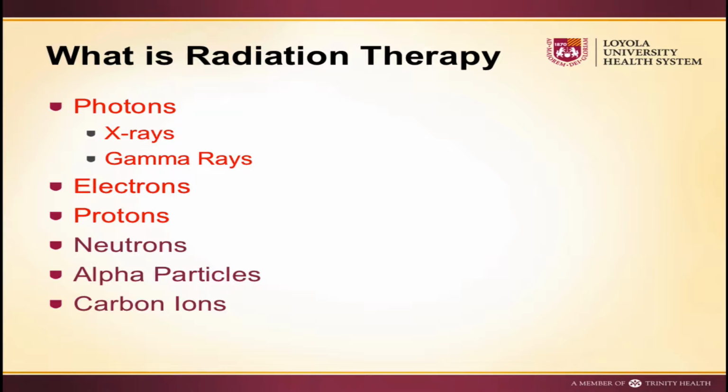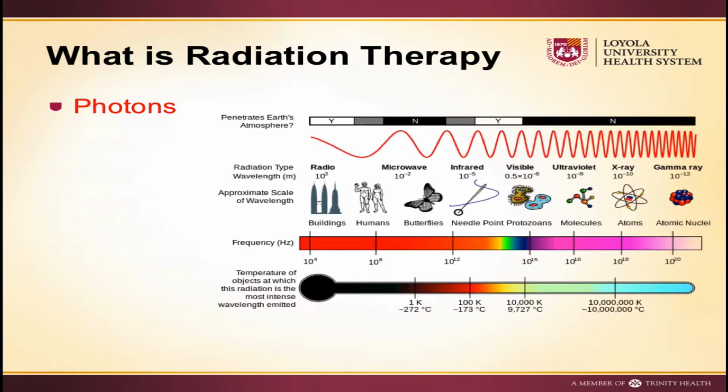So the most common types are photons, electrons, and protons. So photons are the most common form of radiation therapy. A photon is just a packet of light.